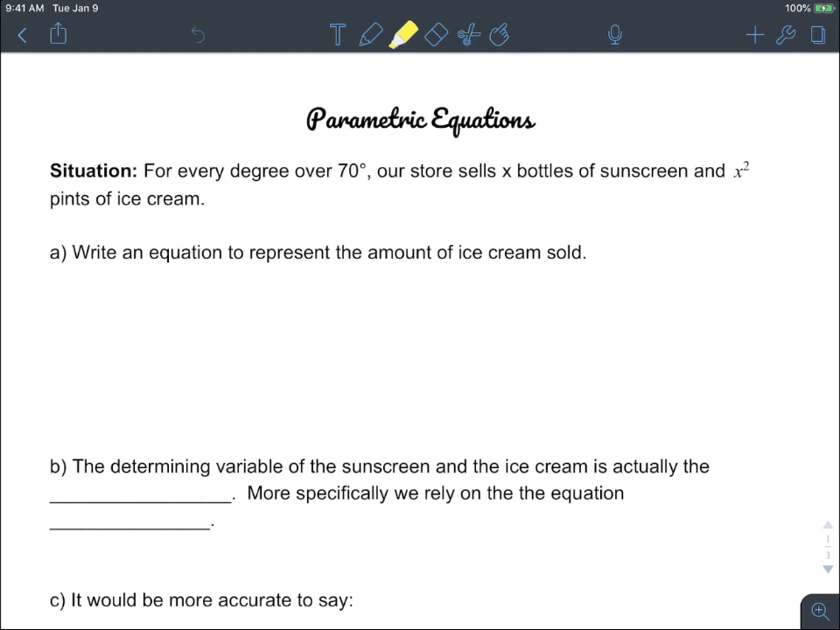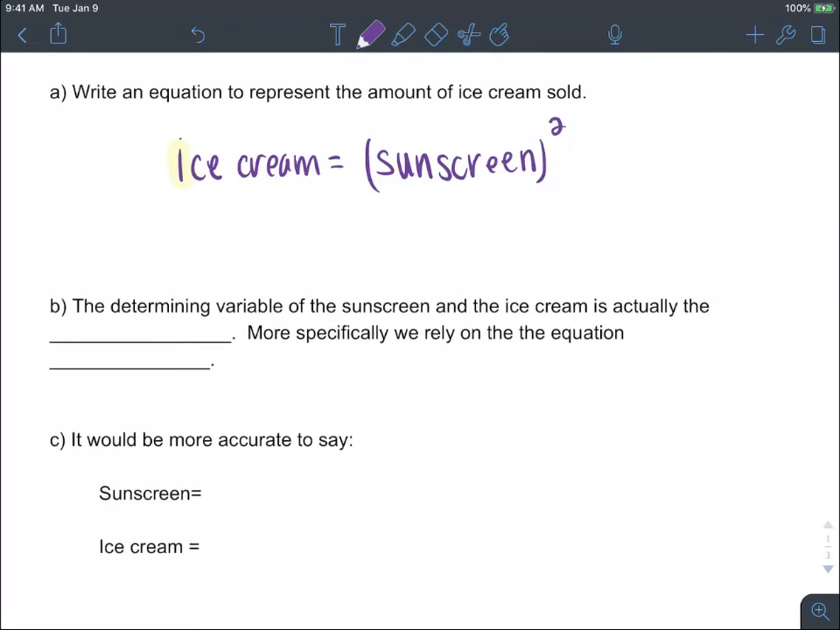So I got, let's see, ice cream is equal to the number of sunscreens squared. Okay, so when I square the number of sunscreens, that gives me the pints of ice cream. So really there's something happening here. Is sunscreen really going to determine the number of ice creams that we sold?